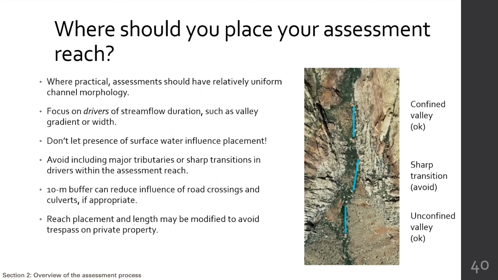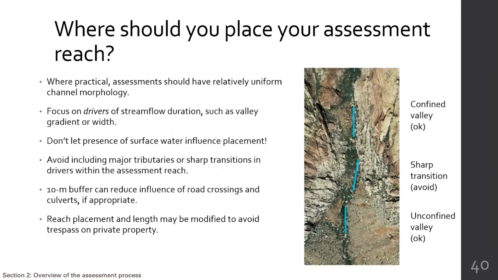So when you're trying to figure out where to place your assessment reach, you want it to have relatively uniform channel morphology, and you really want to focus on the drivers of stream flow duration, things like the valley gradient or the width or the composition of the substrate. You don't want to look at the presence of surface water in trying to figure out where to place your reach. You do want to avoid including a major tributary or a sharp transition in some of these drivers within the assessment reach. It's better to have one assessment above a transition and one assessment below.